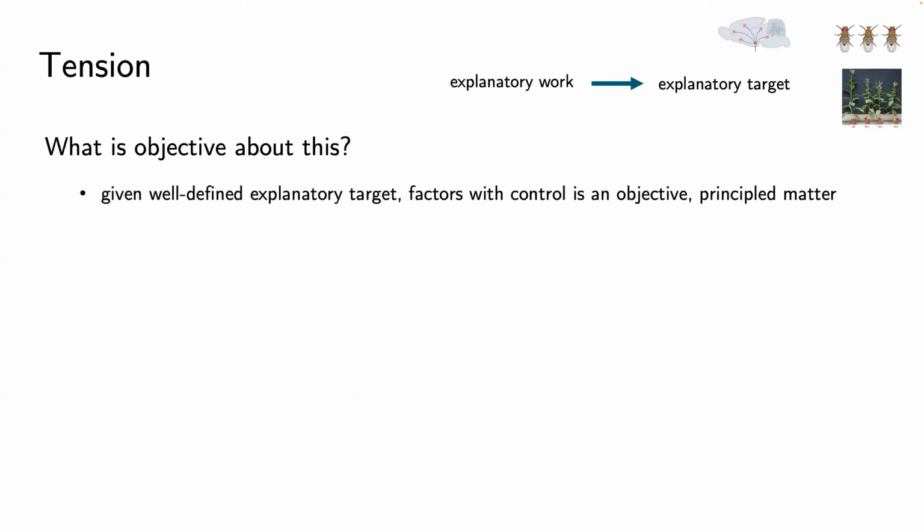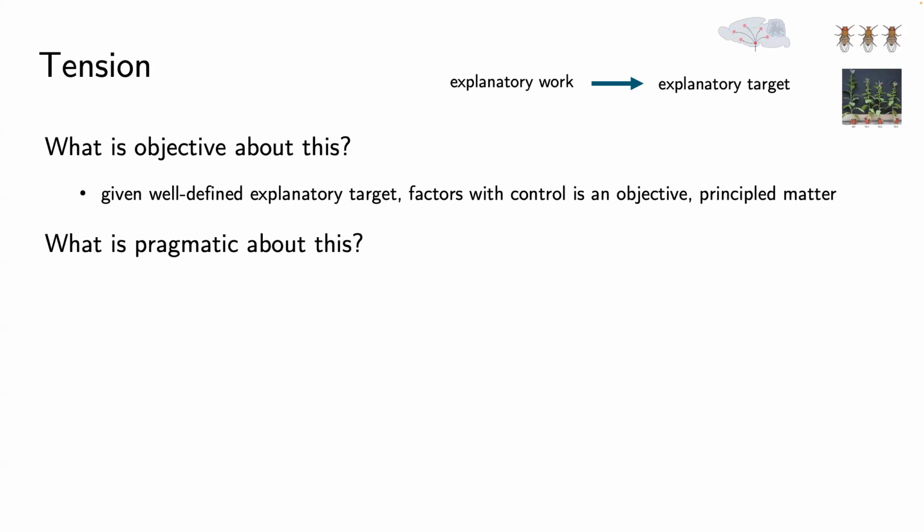Part of what's objective about this is if you give me a well-defined explanatory target, the factors with control over that target are determined by objective principled considerations that have to do with causal relationships in the world. I don't get to determine what factors provide control over that target or not, right? That's dictated by objective information about the causal structure of the world.